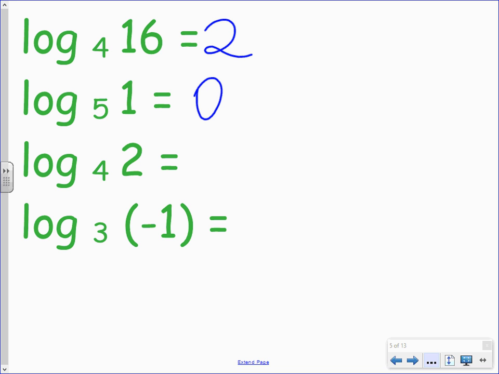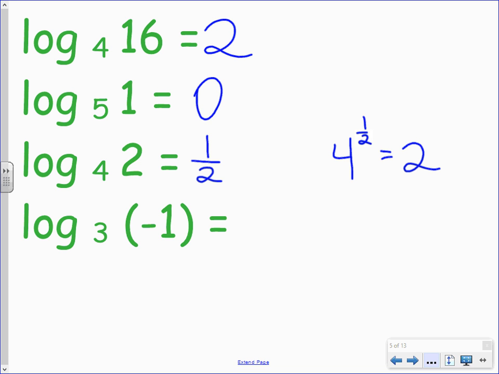This third one, this is where it gets a little tricky. 4 to what power is 2? Okay, remember, fractional powers mean we have roots. 4 to the 1/2 is 2 because the square root of 4 is 2.